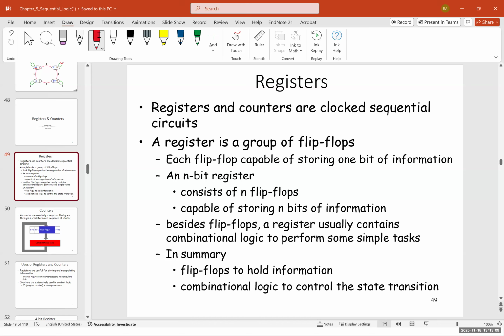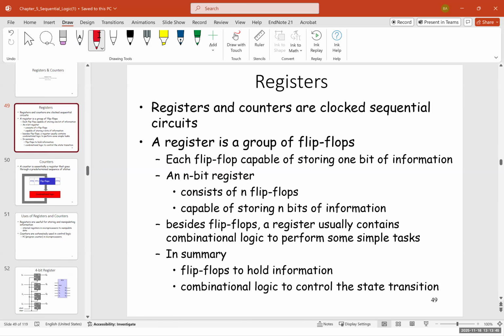A register is a group of flip-flops, so it's made out of flip-flops. Each flip-flop is capable of storing 1 bit of information. As mentioned, a flip-flop can store 1 bit of information. An n-bit register consists of n flip-flops. It is capable of storing n bits of information. Besides flip-flops, a register usually contains combinational logic to perform some simple tasks. In summary, flip-flops hold information, and combinational logic controls the state transitions. So a register is a combination of a sequential logic circuit and a combinational one. It has both.